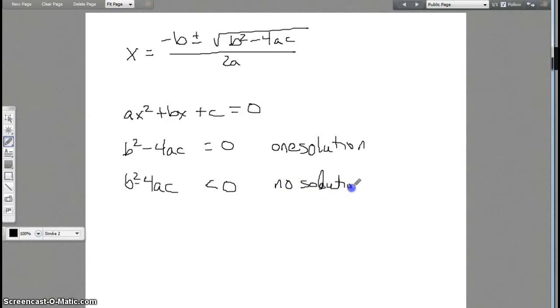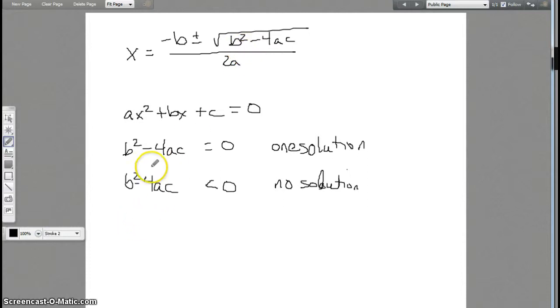And the reason that we have no solutions when b squared minus 4ac is less than 0 is because then we're trying to take the square root of a negative number. In Algebra 1, we don't take the square root of a negative number. We say in that case that we have no solutions. In Algebra 2, you will learn how to do this when you have negative numbers under the square root. But in Algebra 1, we say that it has no solution.